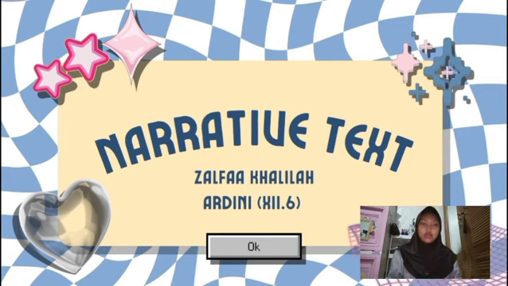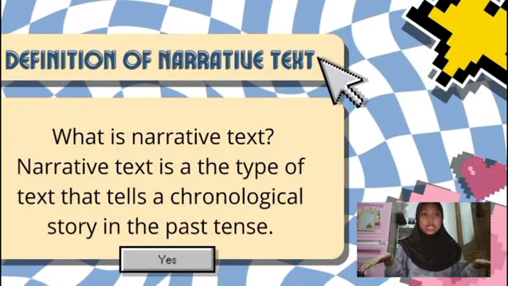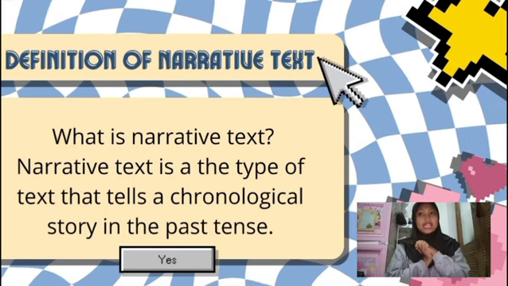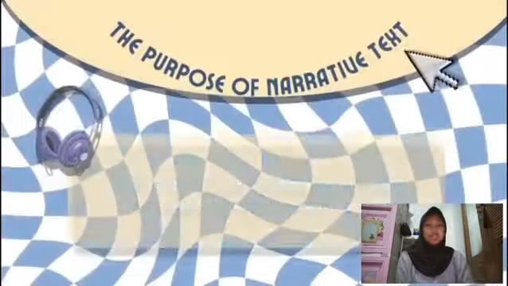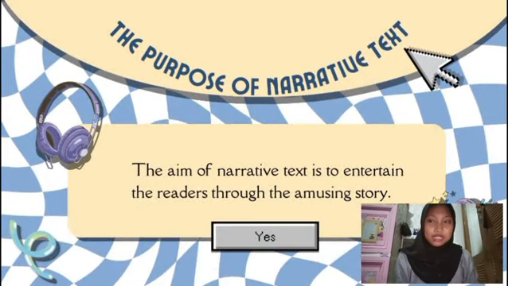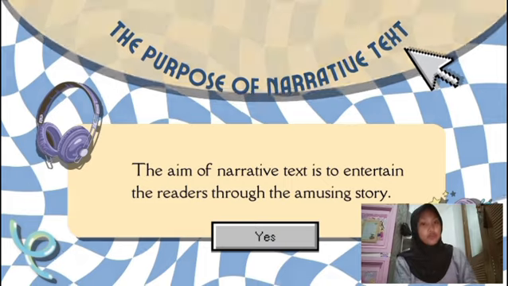And today I want to tell you about narrative text. 1. Definition of narrative text. What is narrative text? Narrative text is a type of text that tells a chronological story in the past tense. And then 2. The purpose of narrative text. The aim of narrative text is to entertain the readers through the amusing story.